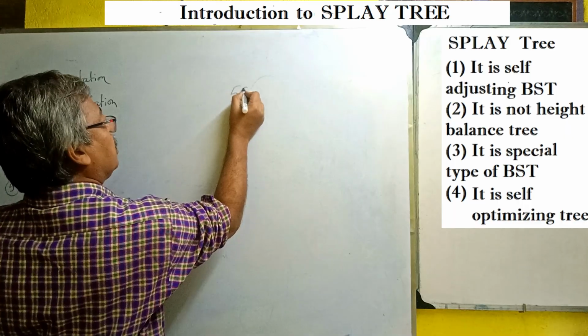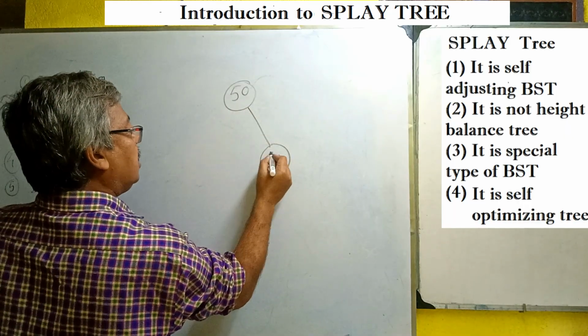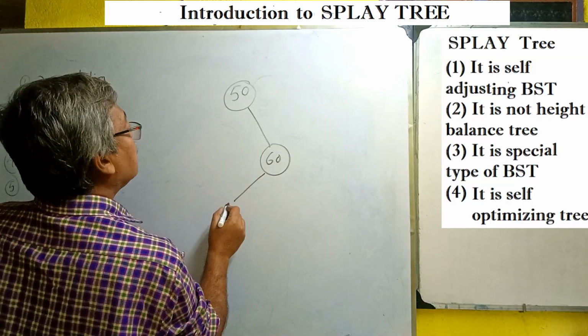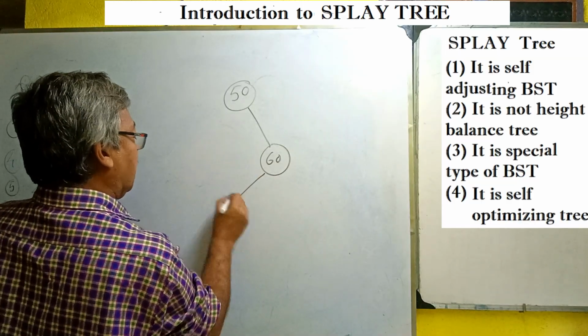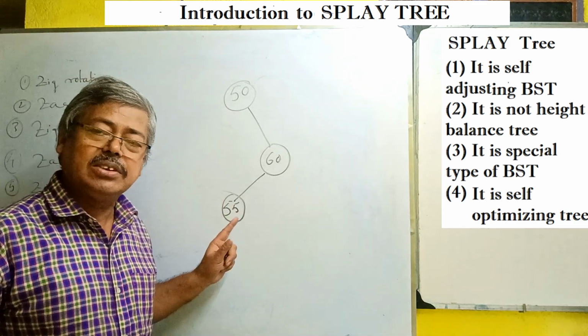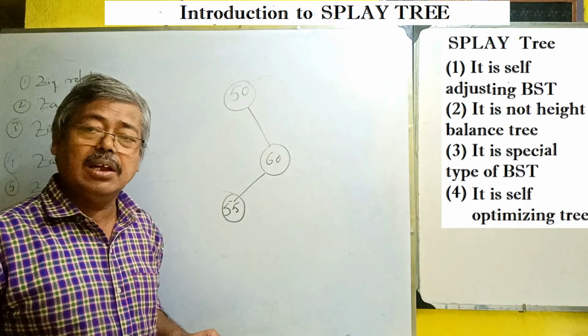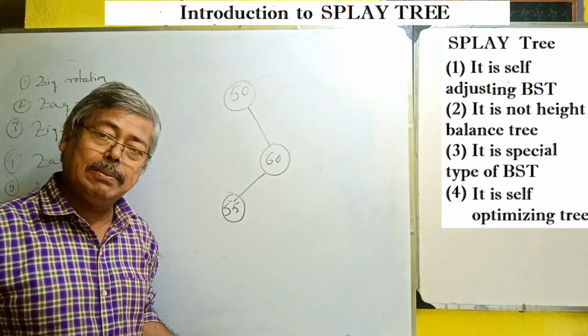Suppose the value of the node is 50, and this is the right child of 50, that is 60. This is the left child of 60, suppose 55. Suppose this is the search key. We want to search this key, 55, and 55 should be placed at the root position. How will this rotation be performed?